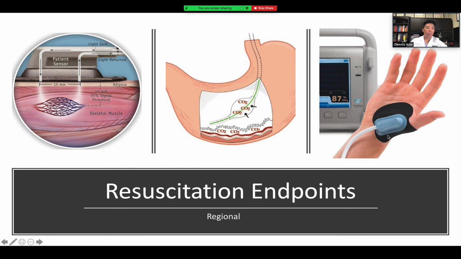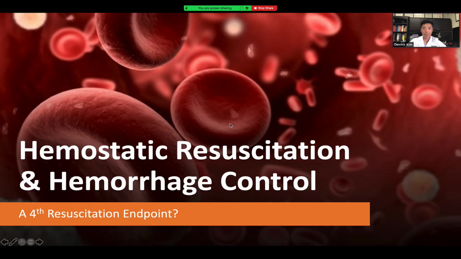The StO2, this is something that I used a lot in fellowship, never panned out. It had some promise, gone by the wayside, and I don't have any experience using either of these modalities.